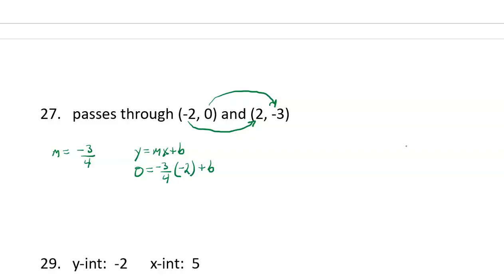Now solve this. The 2 and the 4 reduce to a 2. So we have 0 is equal to negative 3/2 plus b. Therefore, b must be positive 3/2. We have the m and the b. So y equals negative 3/4 x plus 3/2.